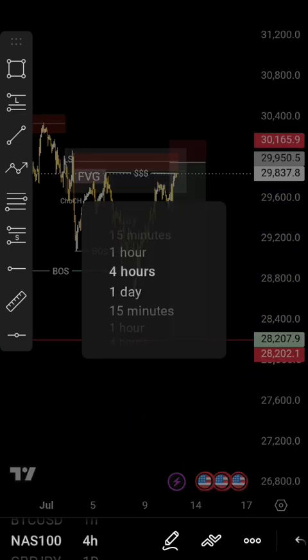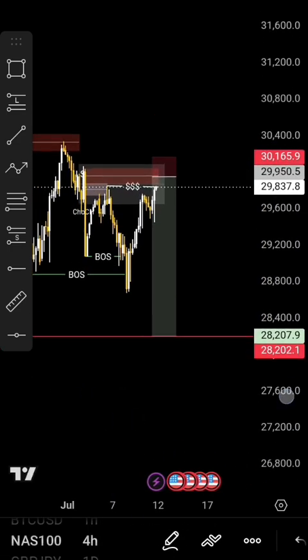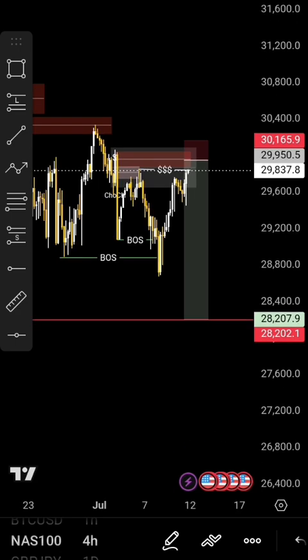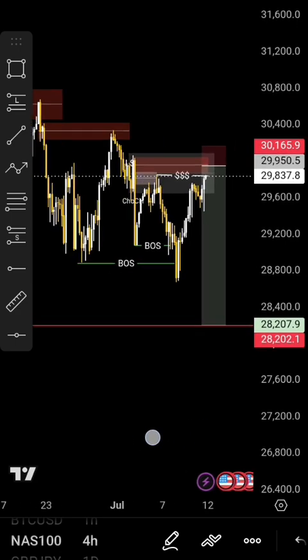Then we go into the 4 hour time frame. This is going to be our setup for next week when the market opens.